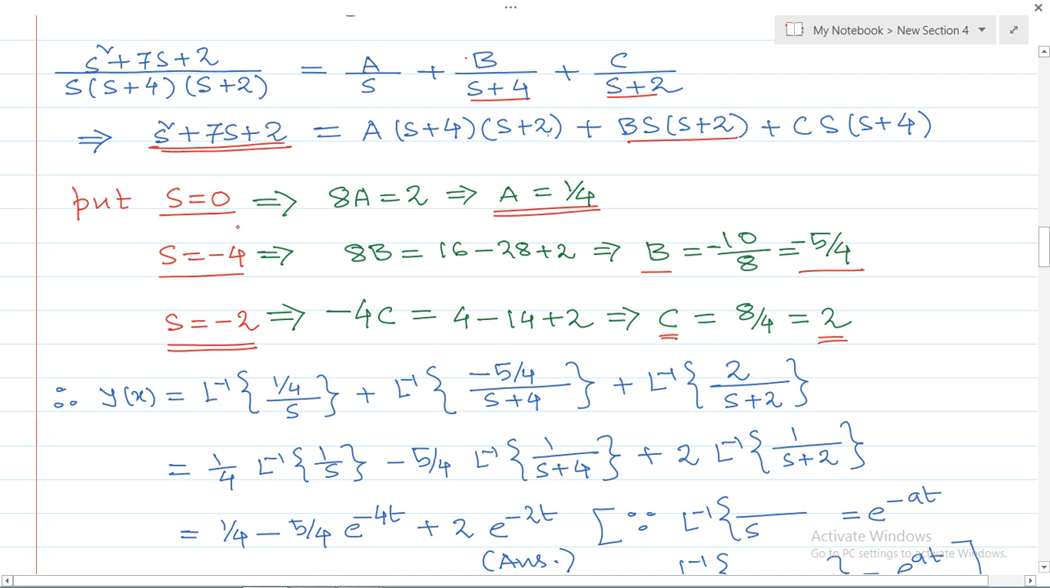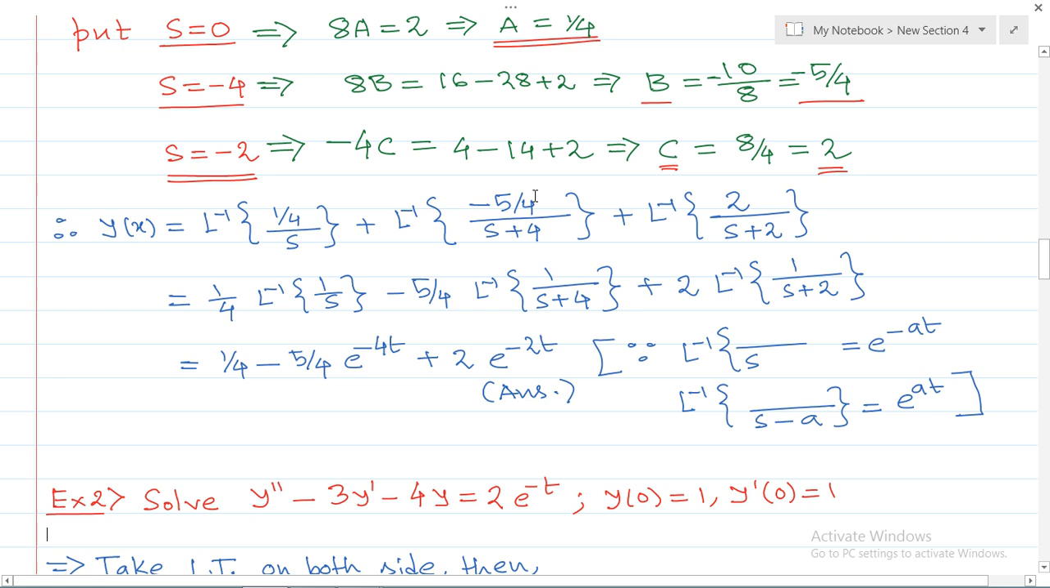So ultimately, we have to substitute the a value, b value and c value in these factors, and we have to perform the Laplace inverse on both sides. So what is our final answer? y of x equals L inverse of a value 1 by 4 upon s, L inverse of b value minus 5 by 4 upon s plus 4, c value is 2, so L inverse of 2 by s plus 2. All the constants we have to take outside of the Laplace inverse. So we are having 1 by 4 L inverse of 1 upon s, minus 5 by 4 L inverse of 1 by s plus 4, and 2 will be taken outside, L inverse of 1 by s plus 2.